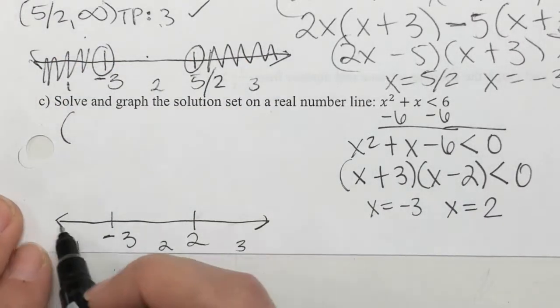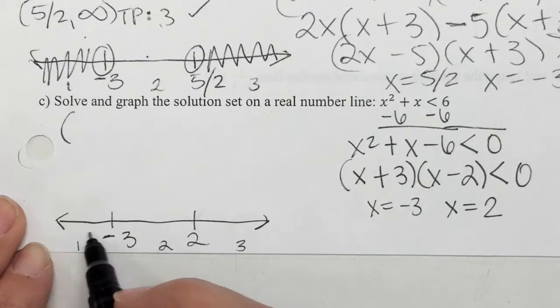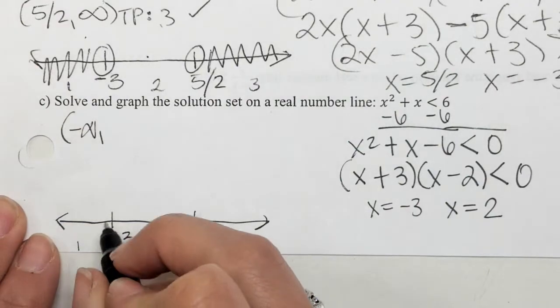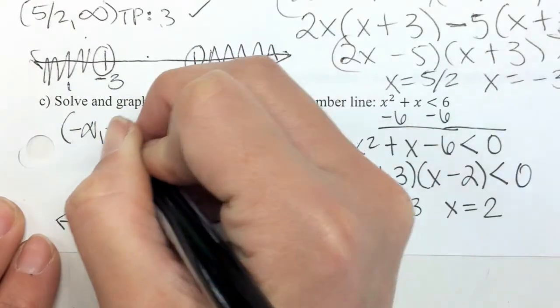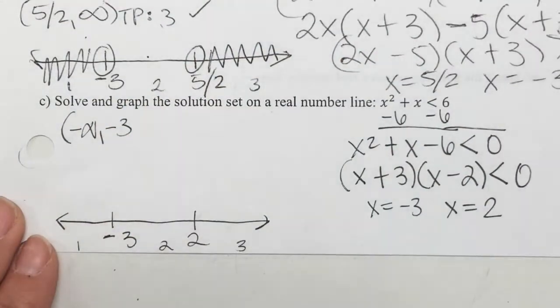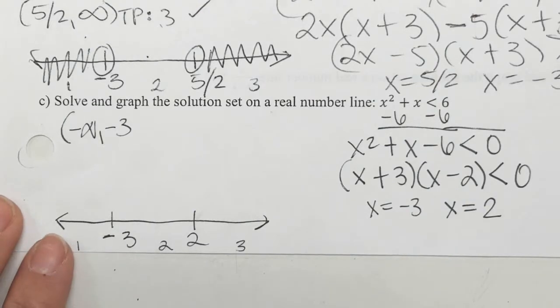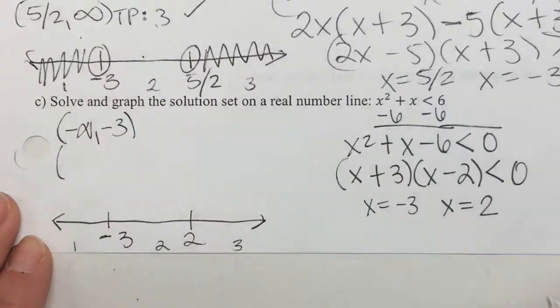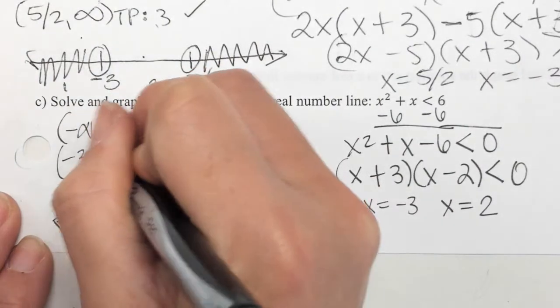Kelsey, tell me the interval for this first one. So where would this stop on the left side? Negative infinity. Good. And it stops right here. So this number is? Will this have a parentheses or bracket? How do we know that? Because it doesn't have a line. Good. Alright, tell me the next section, anybody?